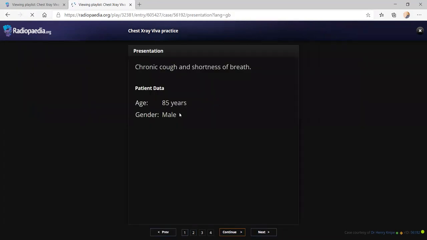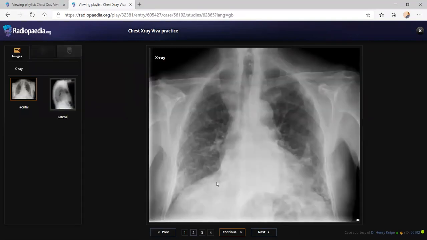And then it's an 85-year-old male with chronic cough and shortness of breath. Here, the age is 85 with a UIP pattern. You told everything correctly, like basal predominant reticular shadows, fibrosis, and volume loss in the lungs. There is a fuzzy cardiac margin, the left heart border, the left diaphragmatic borders, everything is shaggy.